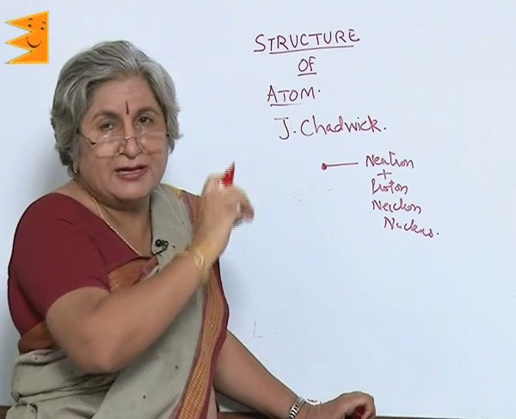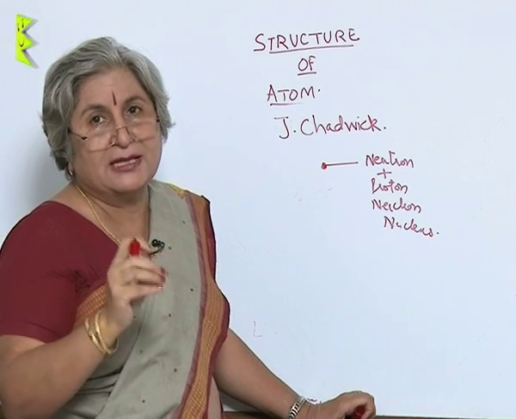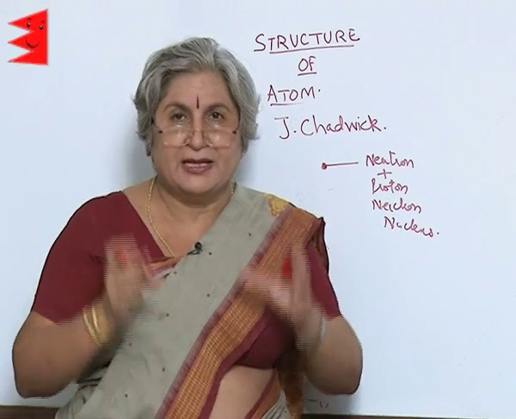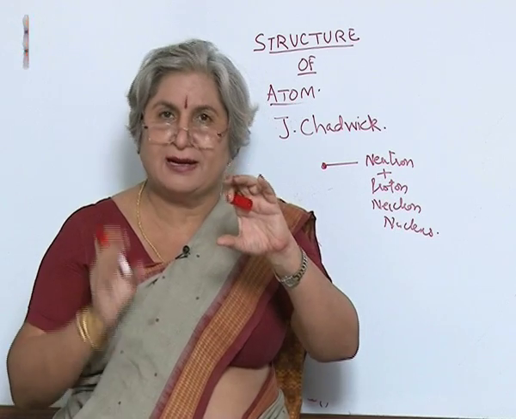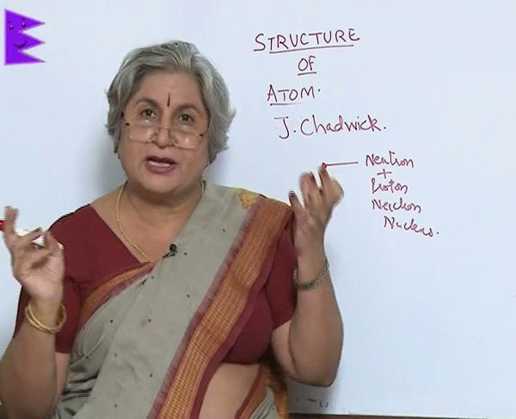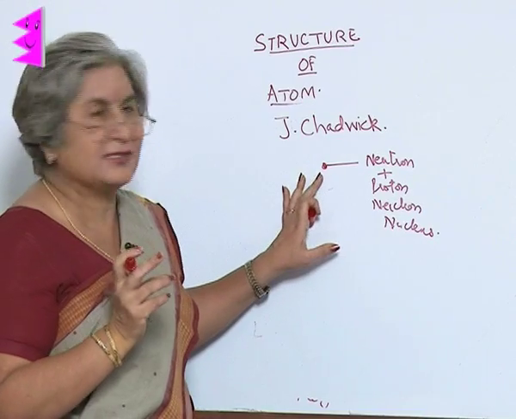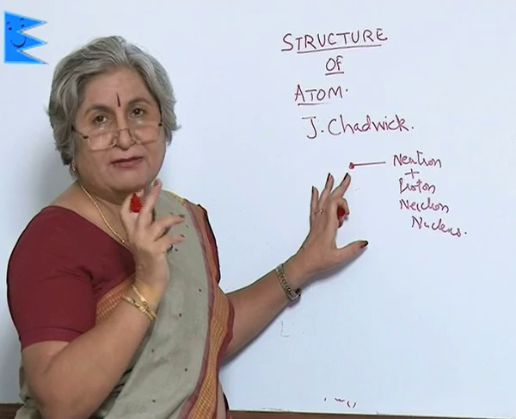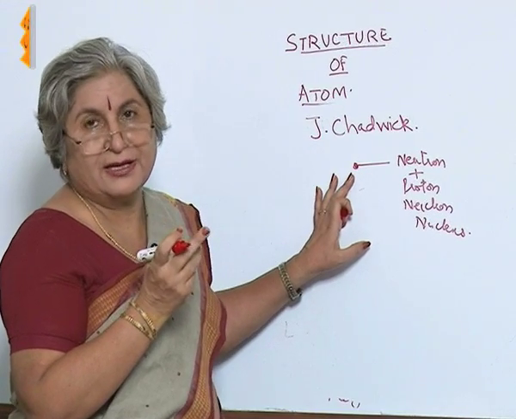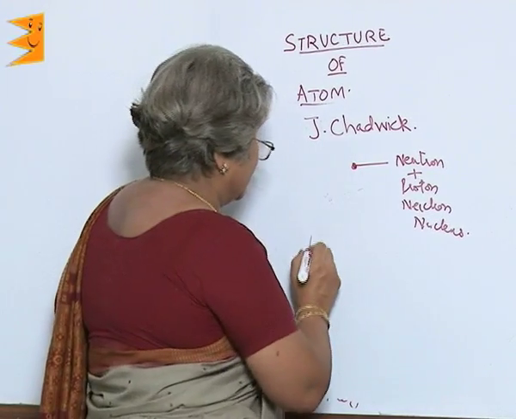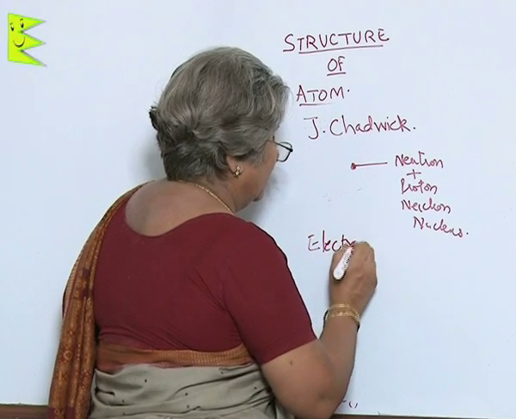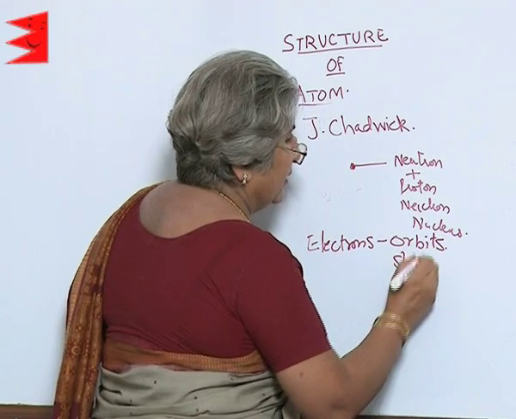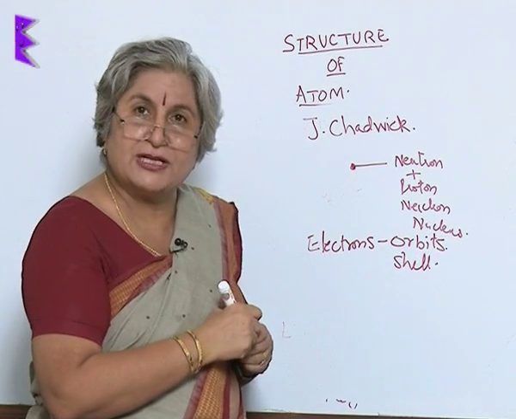Only the negatively charged particles, that is electrons, revolve around the nucleus, just like your solar system. In the solar system, the sun is in the center and planets revolve around it. So, here what is the sun? The nucleus, which has neutrons and protons, and what revolves around them? The electrons. The electrons are in orbits. These orbits are also called shells, and mind you, there can be more shells also.